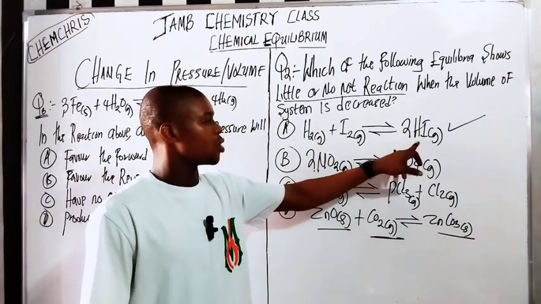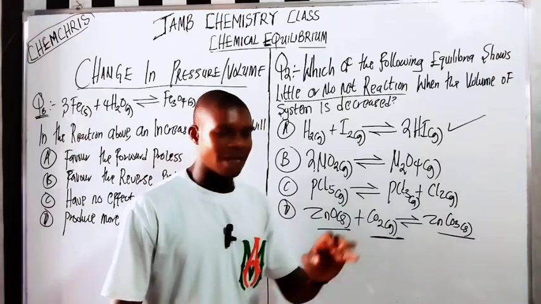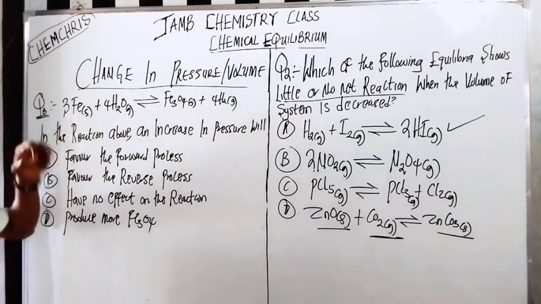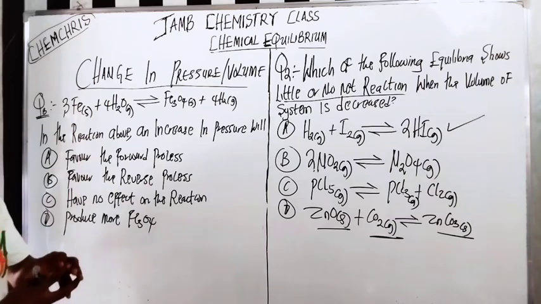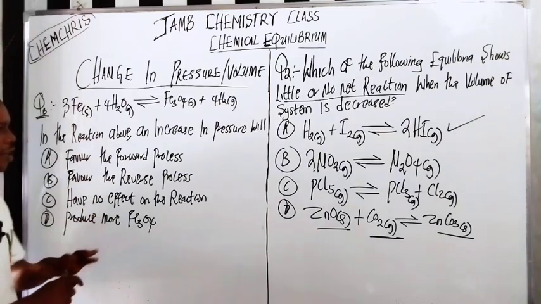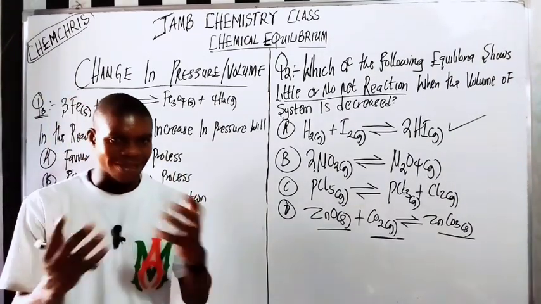So the option is going to be this one here because they have equal moles of gases, 2 moles here, 2 moles here. Do you understand? Easy as that. Now the next thing you want to look at is this reaction here. In this reaction above, an increase in pressure will, how will increasing the pressure affect the equilibrium position? Will it shift to the right, shift to the left, or will there be no net change?